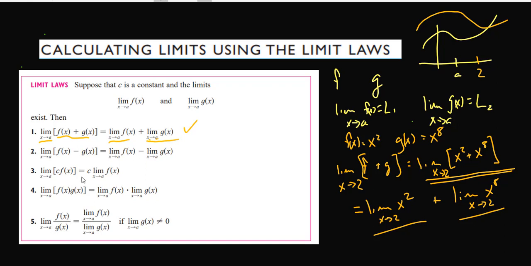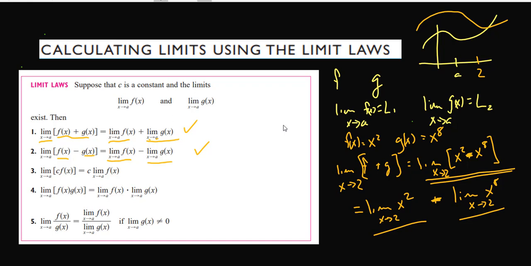Okay? And the same thing goes whenever you have a function minus another function, then you can break it up into the limit of the first one minus the limit of the second one. So if this had been x squared minus x to the eighth, you could write this as the limit of x squared minus this one. So it's just the option. It doesn't mean you have to do it that way, but this rule here and this rule here says that you can break it up like that.